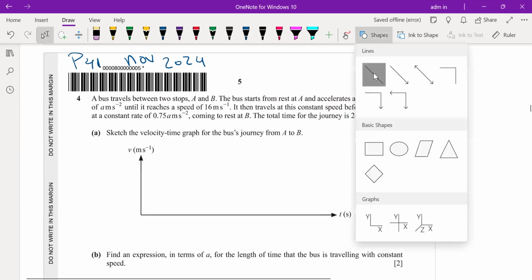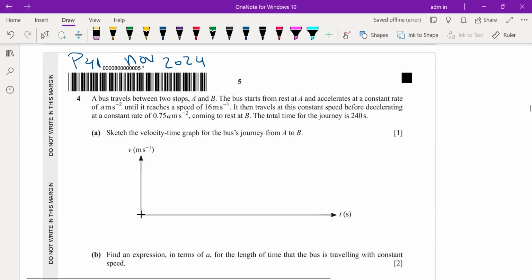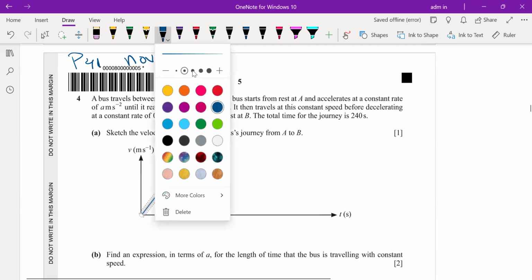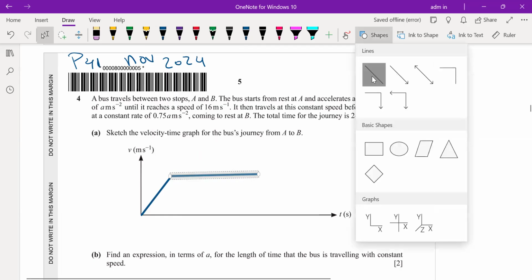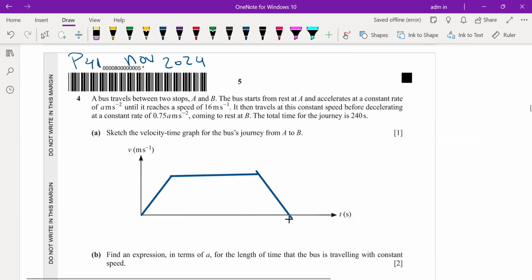This is the normal one. Start from rest, accelerate. This is the first part. Then move with constant velocity like this. Then decelerate like this.